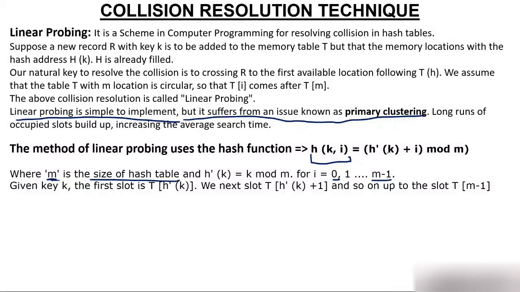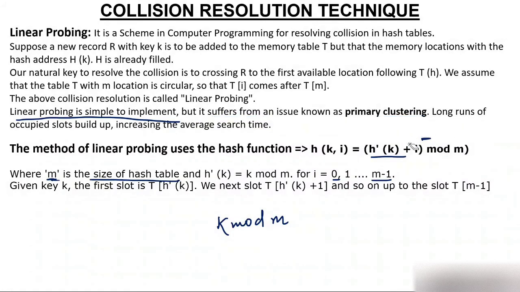Fine. Then the formula is h dash k. What is h dash k? It is k mod m, which we have already used, k mod m in the division method. In this place we'll put k mod m, plus i, and after that we'll apply mod m again. So i will start from 0. That is, if the first place is full, then I'll put i value 1. If the second place is full, I'll put i value 2. So I'll keep on doing the same thing.